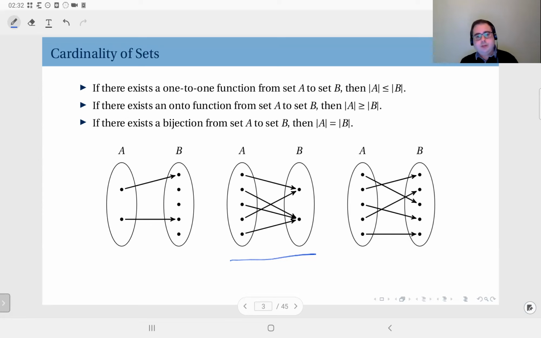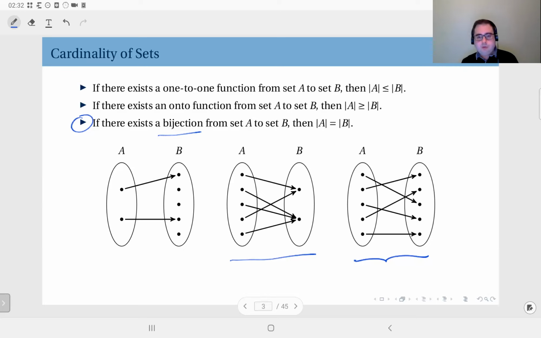Now, when you combine these together, remember the definition of bijections. If a function is both one-to-one and onto, if you have such a function like this one, for instance, in this case, then the cardinality of these two sets are equal. Now, this one is going to be extremely important for us, and we are going to use this also when we talk about cardinality of infinite sets.